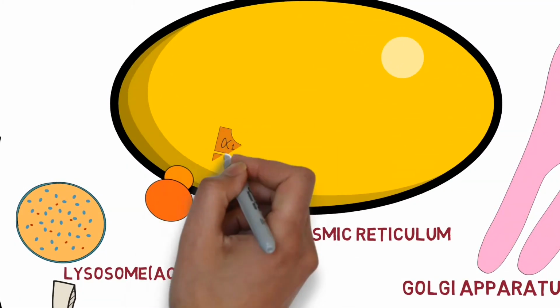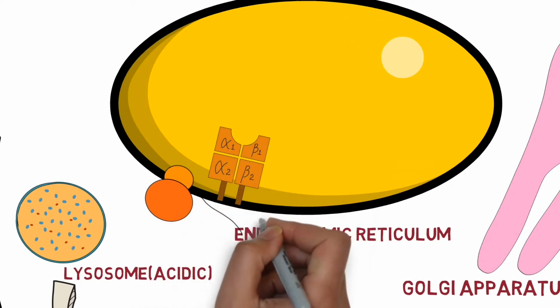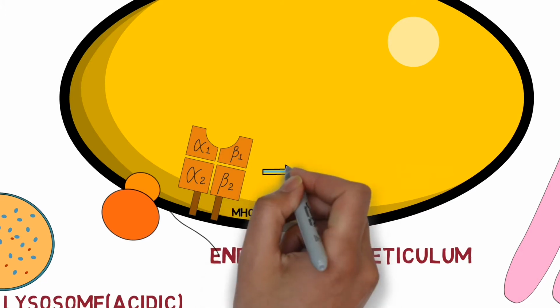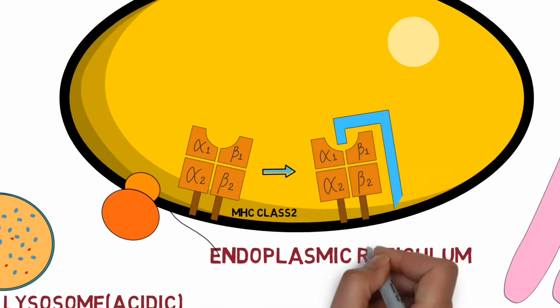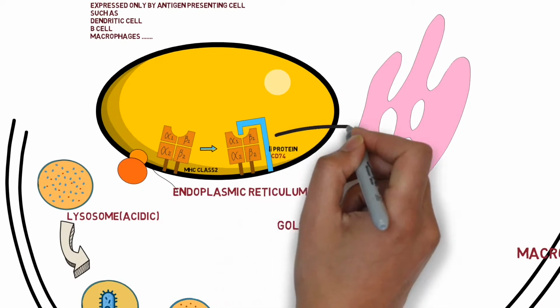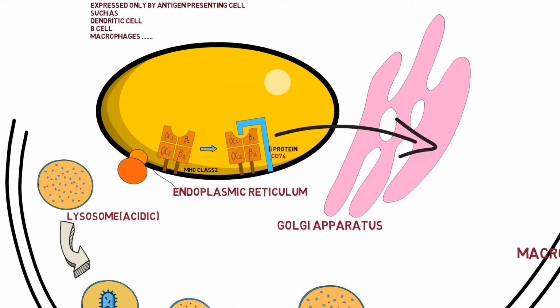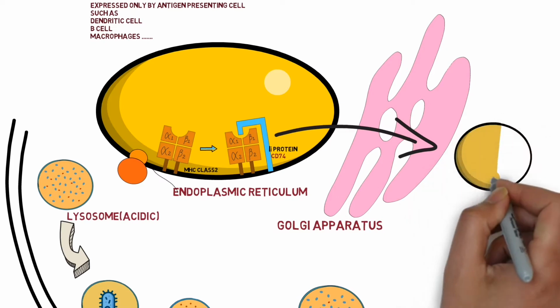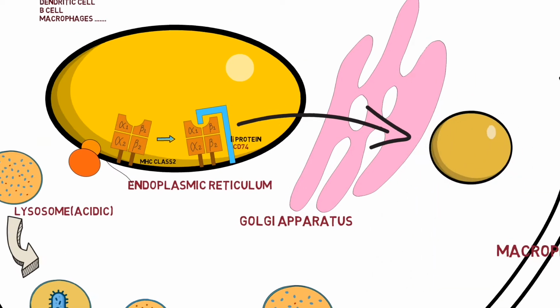The ribosomes in the rough endoplasmic reticulum are synthesizing MHC class 2 molecules. MHC class 2 is made up of alpha 1 and 2 domains and beta 1 and 2 domains. The MHC class 2 has another protein called the Ii protein, or invariant chain, which will prevent other endoplasmic proteins from binding to the MHC class 2 groove or binding site. This Ii protein also acts as a chaperone, which helps in bringing the MHC class 2 protein out of the endoplasmic reticulum in an endosome through the Golgi apparatus.